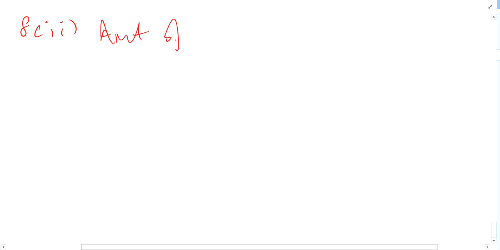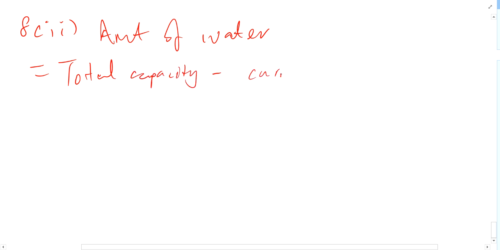Amount of water equals total capacity minus current water. Okay, what is the total capacity? This is a prism. It has a uniform cross-sectional area.